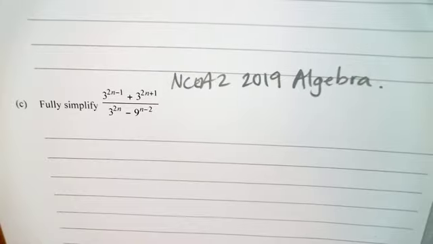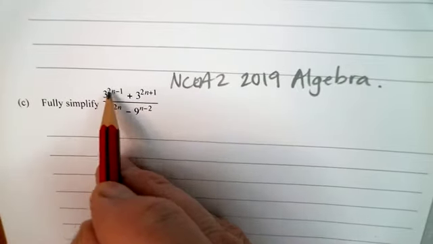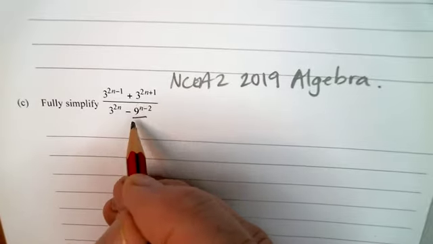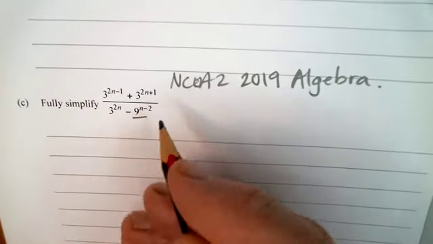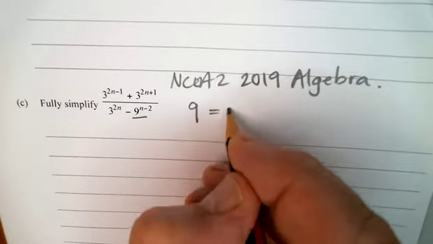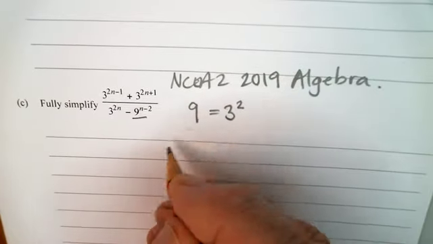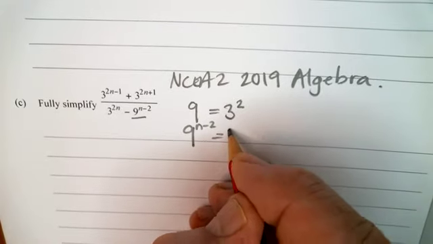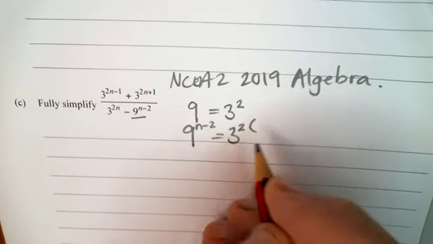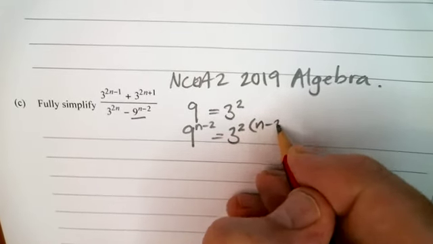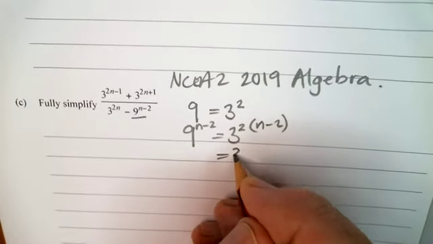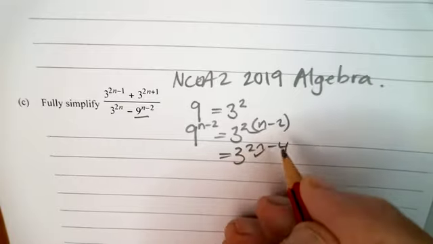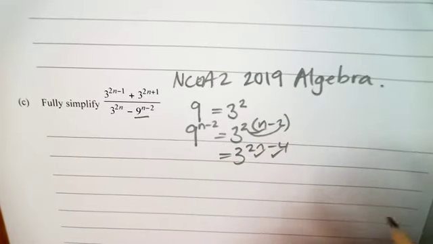The first thing, which is the most obvious, is you've got a 3 to the 2n for everything except for this one here. And this one's a nice easy one to turn to the 3 to the 2n, because we know that 9 is equal to 3 to the power of 2. So if you've got 9 to the power of n minus 2, that's equal to 3 to the power of 2 times n minus 2, which of course is 3 to the 2n minus 4. 2 times n is 2n, 2 times negative 2 is negative 4.